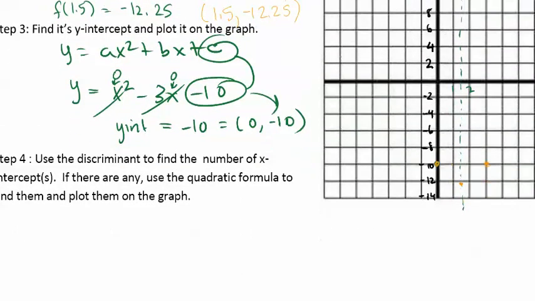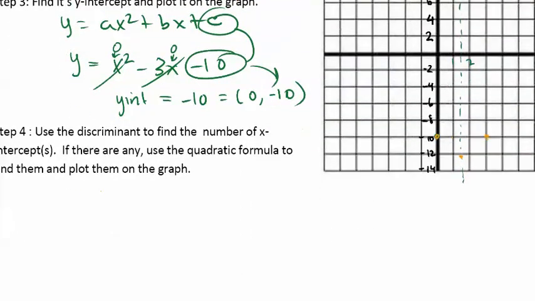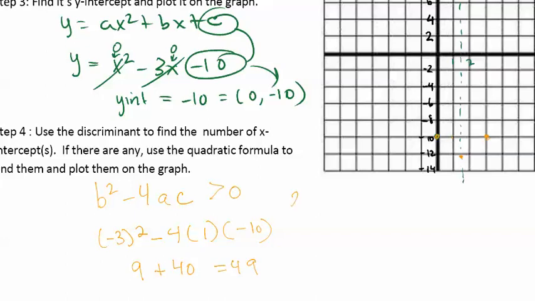Okay, so now let's determine if we have x-intercepts and how many we have. So we're going to use the discriminant, b squared minus 4 times a times c. Okay, so b was -3, so -3 squared minus 4 times 1 times -10. And so in this case, I get 9, and then -4 times 1 is -4, and then times a -10 will be positive 40. So that's going to give me a positive 49. So yes, this is greater than 0, so I have two x-intercepts.